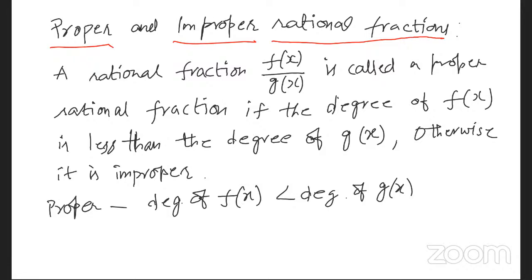So what do you understand from this one? A rational fraction f of x by g of x is called a proper rational fraction if degree of f of x is less than degree of g of x. Otherwise, it is improper. In other words, an improper rational fraction is one where degree of f of x is greater than or equal to degree of g of x. We'll discuss that in the later class. First, we'll discuss proper rational fractions. Next, we shall discuss what is reducible and irreducible polynomial.